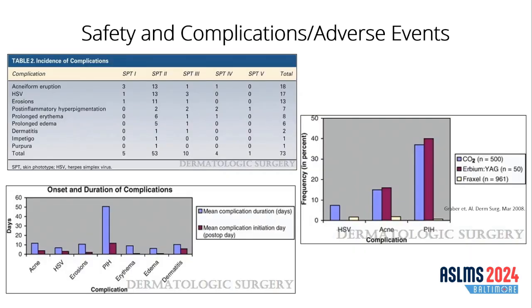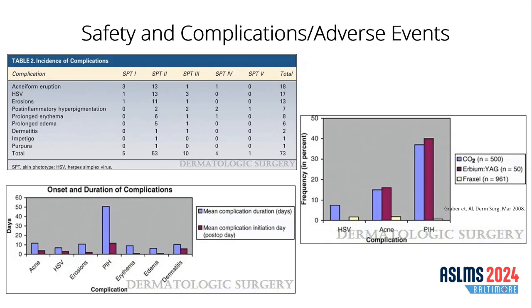This was a study where they looked at 422 patients with a total of 961 treatments who had non-ablative fractionated resurfacing, and the most common complications were either acne eruptions, HSV outbreaks, or erosions. And oftentimes the acne outbreaks were likely in patients who are acne prone, and so again, they recommended considering oral antibiotics. Again, I like to do oral isotretinoin to minimize that.